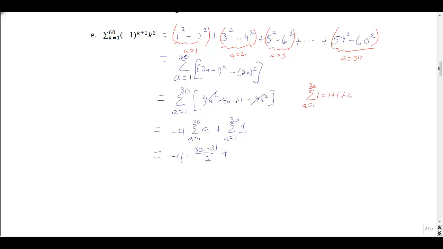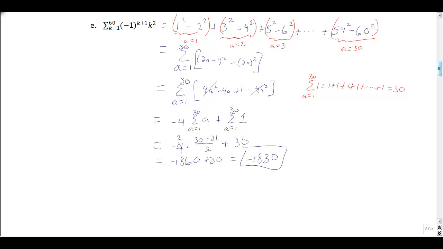This is 1 plus 1 plus 1 plus 1 plus 1, and there's 30 of these 1s. That's just 30 here. So it's like 1 plus 1 plus 1 times itself 30 times. So that's just a 30. And so what I'm left with then, let's see, this 4 and 2 will cancel with a 2. So this is minus 60 times 31 here. So I'll get a minus 60 times 31. So that's going to give me a negative 1860 plus 30. In the end, I end up with a negative 1830. So there's sort of my answer there.